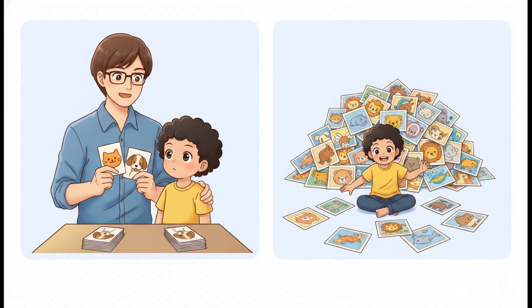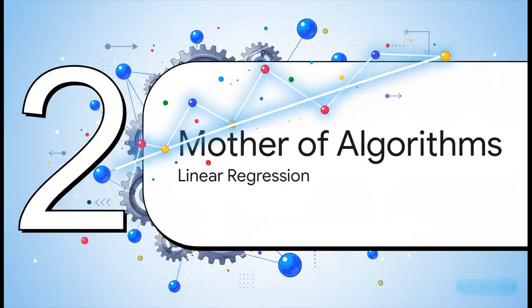On the flip side, unsupervised learning is like giving that exact same kid a massive pile of animal photos with absolutely no instructions or labels and just asking them to group the photos by similarity. There's no specific truth we're trying to predict here. The algorithm is just hunting for hidden structures and clusters completely on its own, kind of like automatically categorizing your chaotic email inbox.